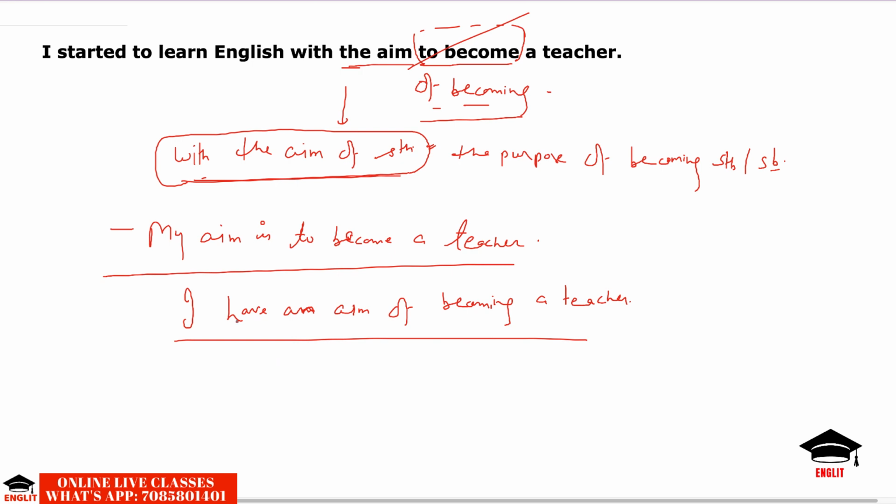So when aim is used as a subject of the sentence and it is followed by the linking verb, so we can use to become और infinitive. लेकिन जब aim object की तरह यूज किया जा रहा है या फिर complement की तरह यूज किया जा रहा है, तो वहाँ पे आप एक non finite clause like of becoming a teacher just like आप यूज कर सकते हो.